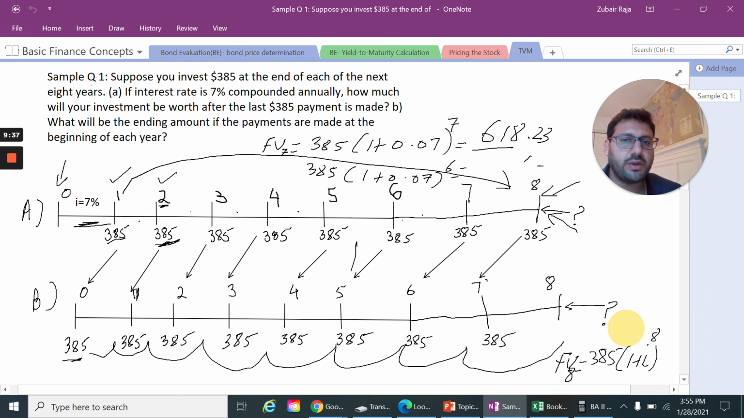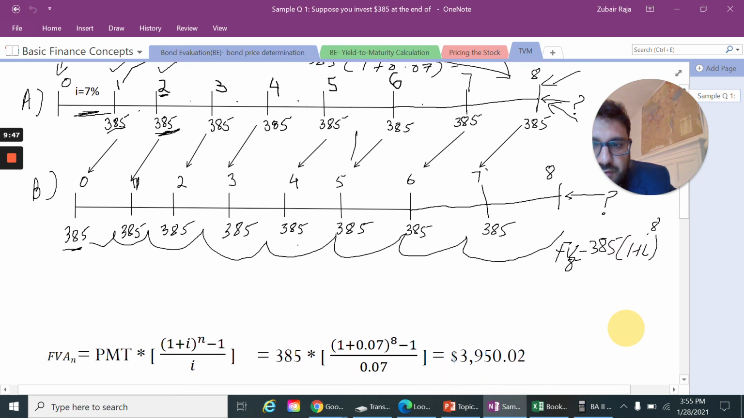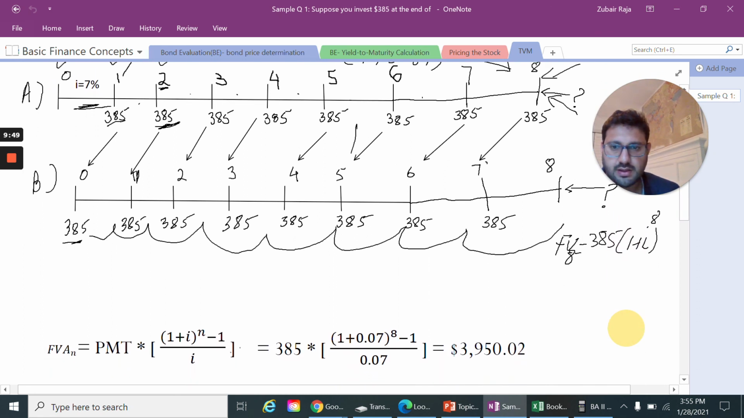So rather than finding the future value of each and every cash flow, the good thing is we have a formula for that. So let's see what the formula is. This is the formula written over here, this one. This is the formula written for the future value of the ordinary annuity, this complete thing over here. This is the complete formula.